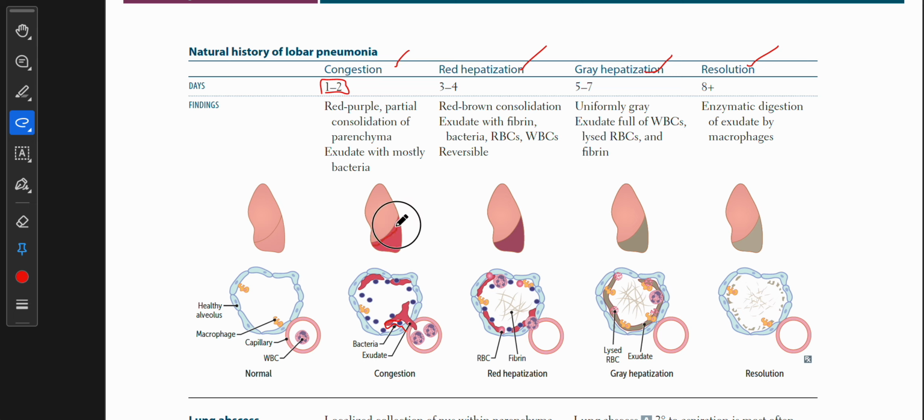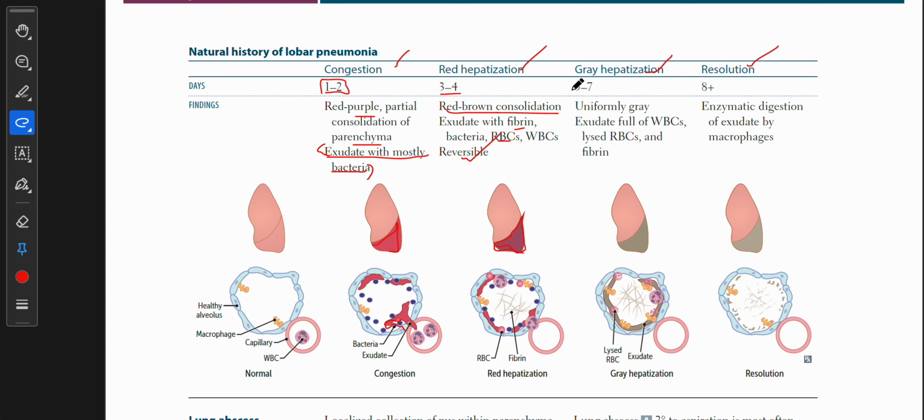In congestion, red purple or partial consolidation of parenchyma is seen, and exudate with mostly bacteria is seen. Red hepatization occurs 3 to 4 days after infection, and there is red to brown consolidation. So what is hepatization actually? These cells in microscopy look like hepatic lobules, that is why it is called hepatization. Exudate is with fibrin, bacteria, RBCs, WBCs, and it is reversible.